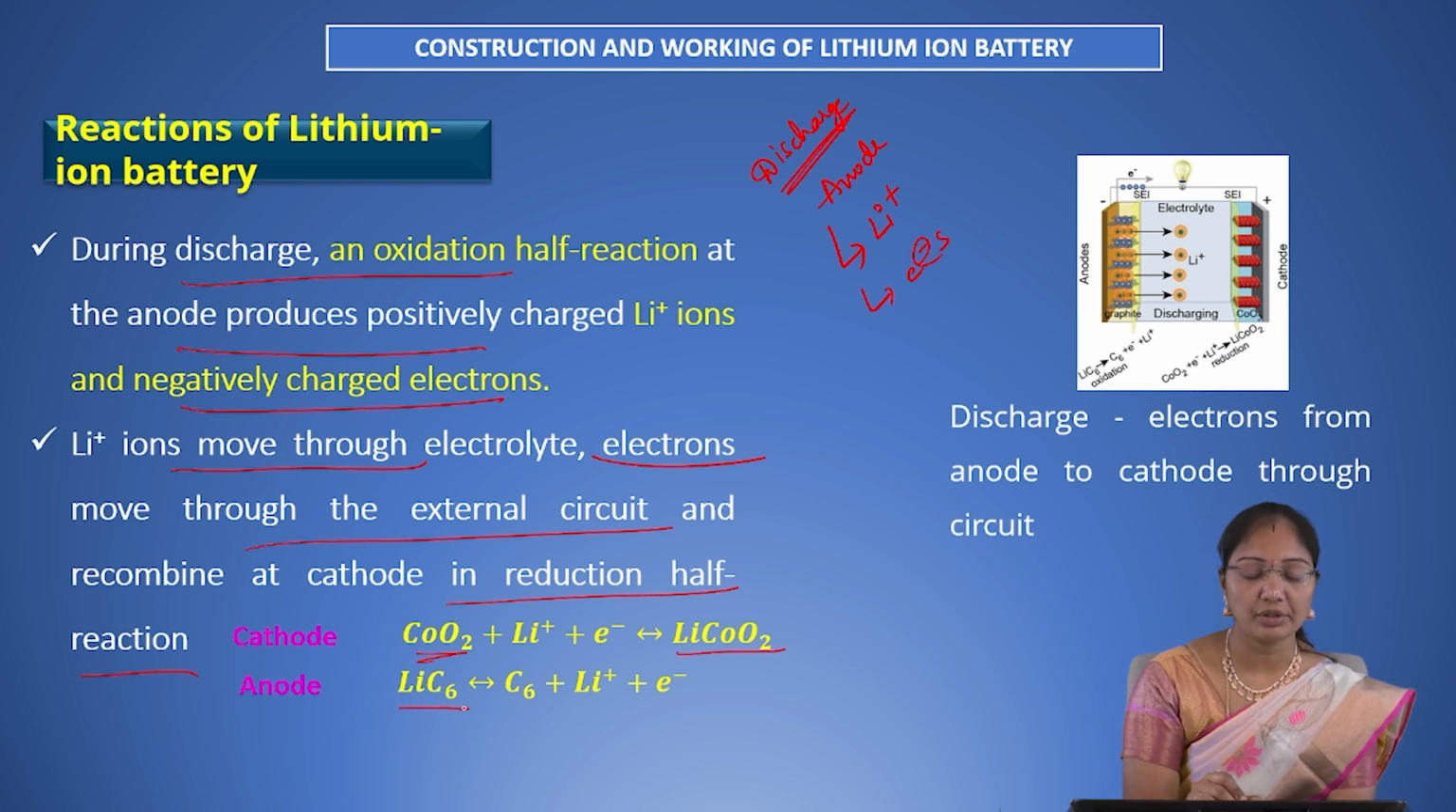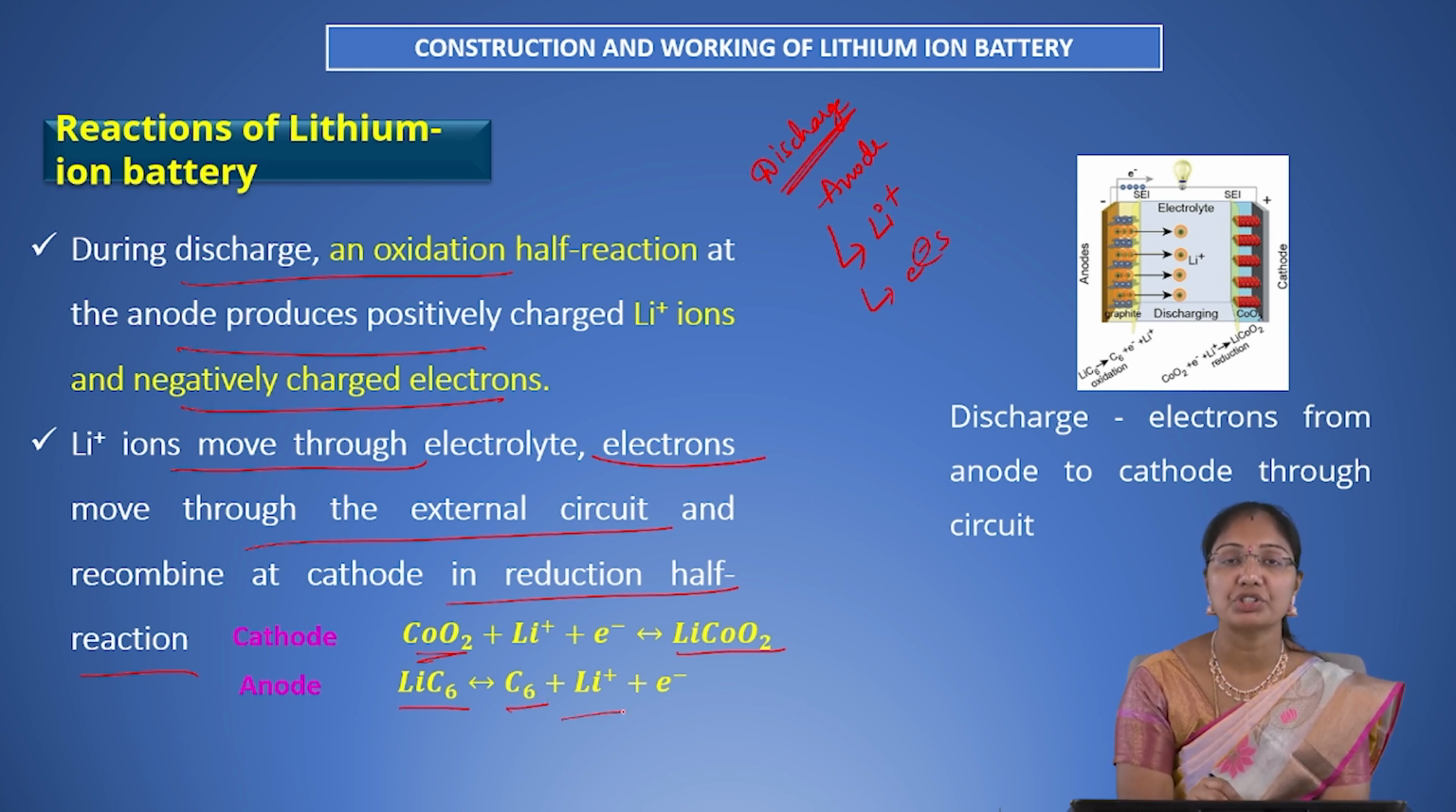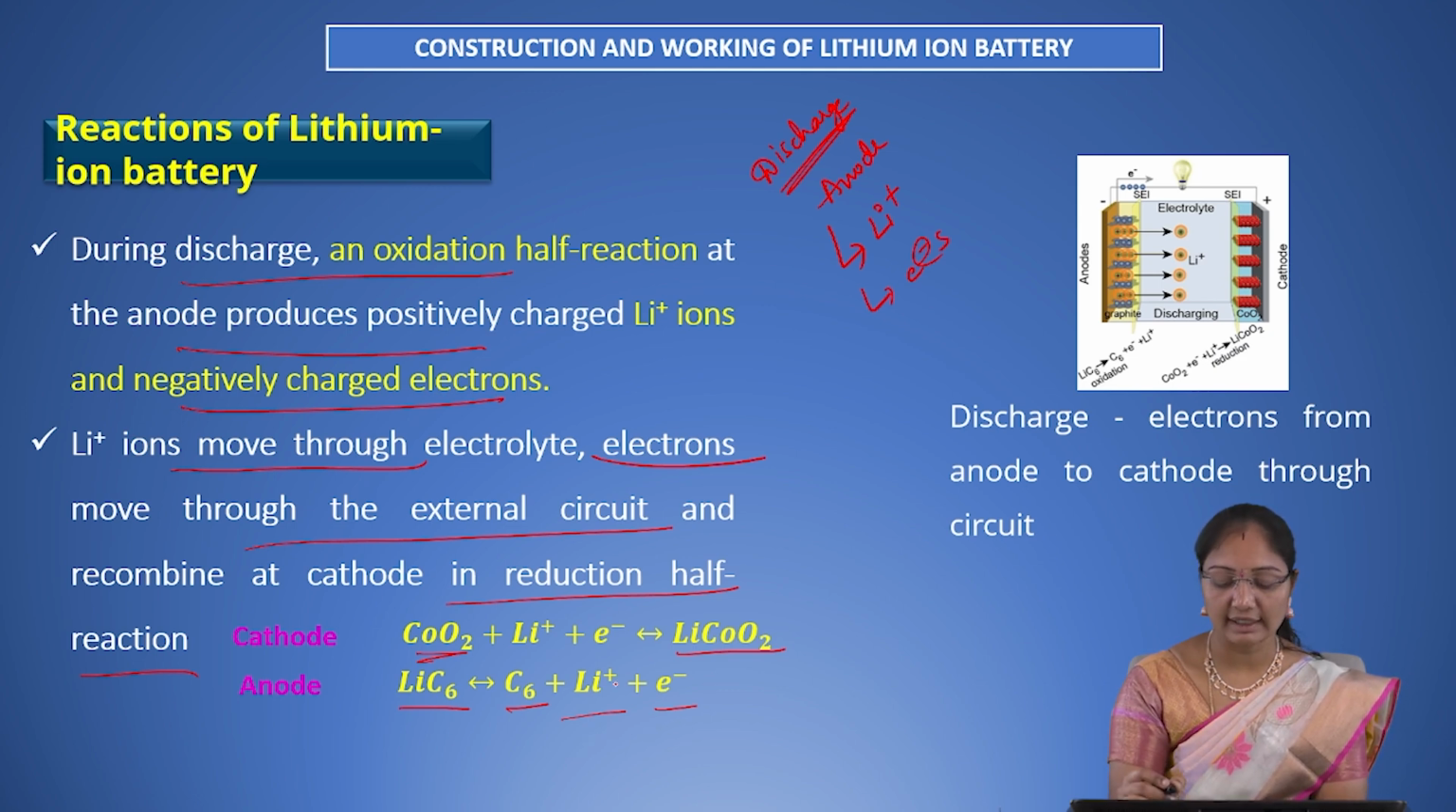So again at the anode, what happened? This LiC6, which is the lithium intercalated anode, is going to oxidize, meaning it is going to lose its electrons. So it results in the formation of C6, nothing but graphite, and positively charged lithium ions, and the negatively charged electrons are released at the anode. Thus formed lithium plus ions and electrons move towards the cathode. Then they react with the cobalt oxide and result in the formation of lithium cobalt dioxide.